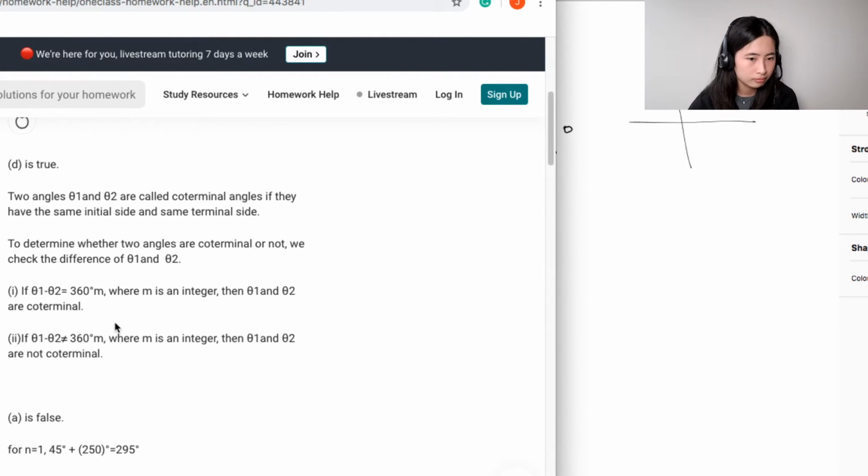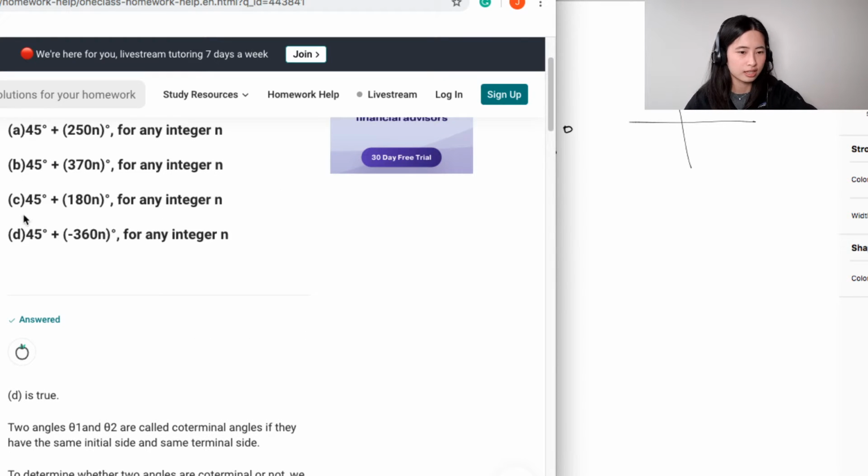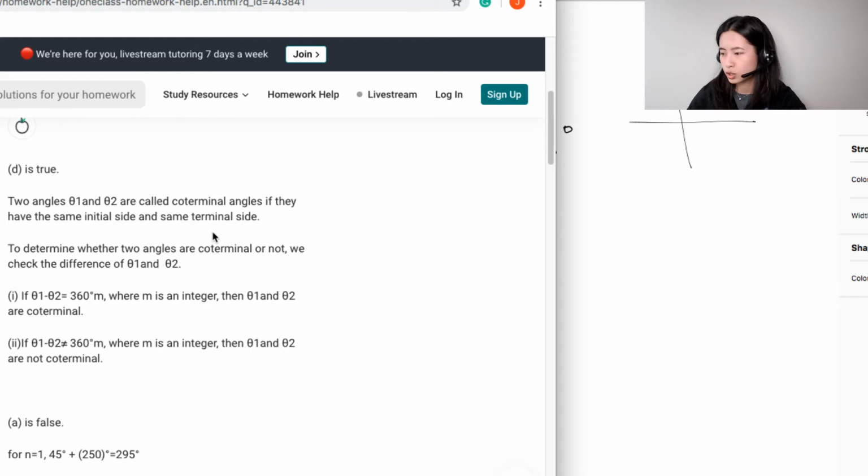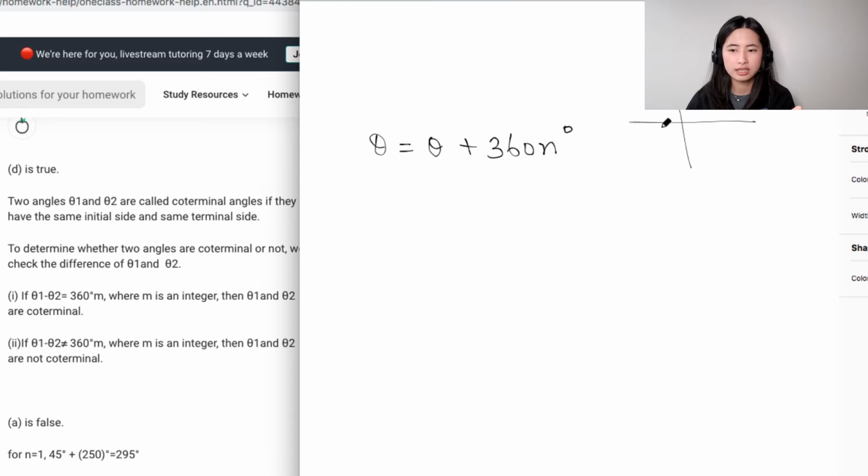okay, so they told us that D is true, which is this part. Let's try to read what they have. It says two angles, theta 1 and theta 2, are called coterminal angles if they have the same initial side and same terminal side. That's right. Okay, great. So when they say initial side, for example, remember the 45 degrees that I mentioned? This is the initial side.